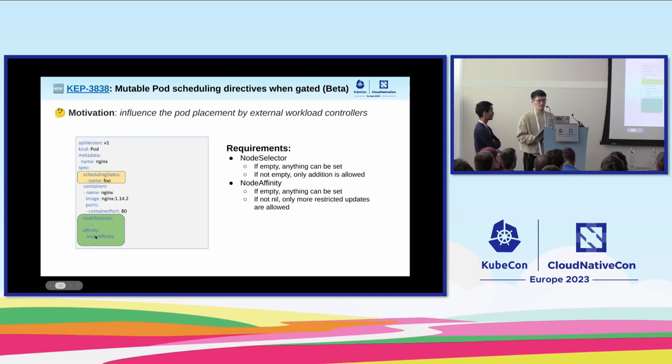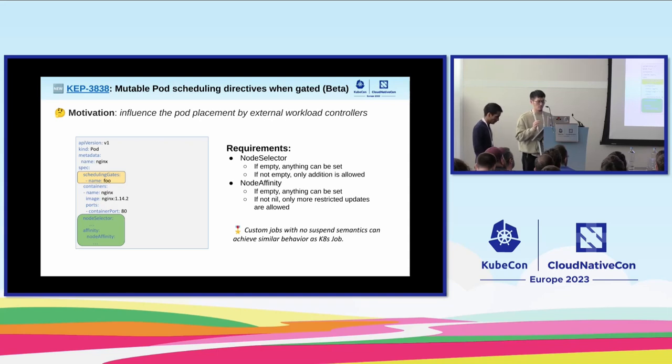But one thing I want to highlight here is that not any node selector or node affinity is allowed. At a high level, if the node selector or node affinity is empty, then anything is OK. But if not, only more restricted updates are allowed. That means the node candidates should be a subset of the original nodes. So if you have some custom jobs which have no suspend semantics, you can also achieve the same behavior as the Kubernetes native job with this feature.